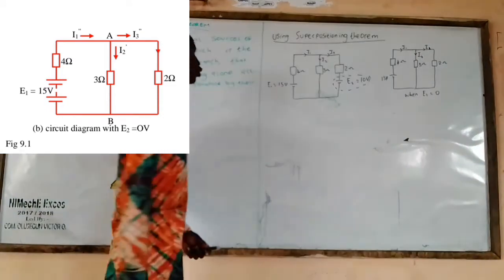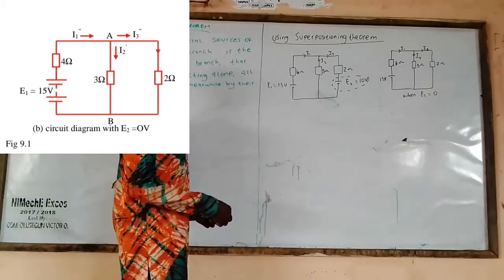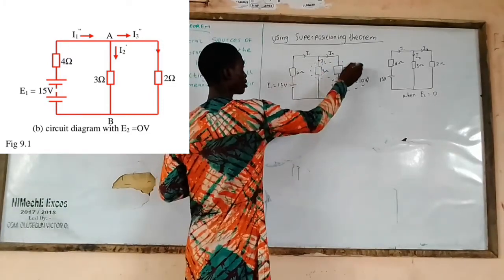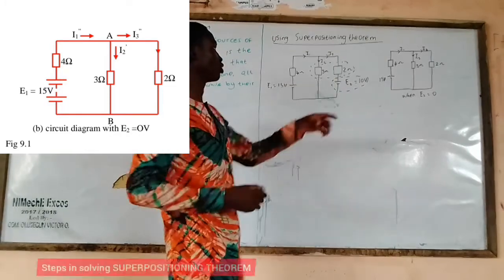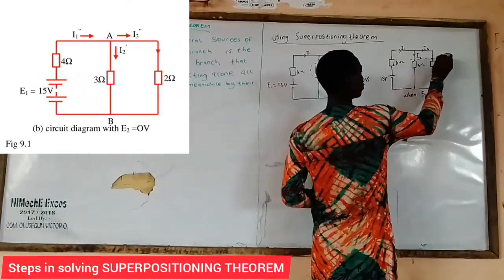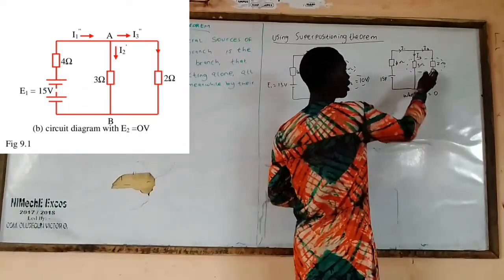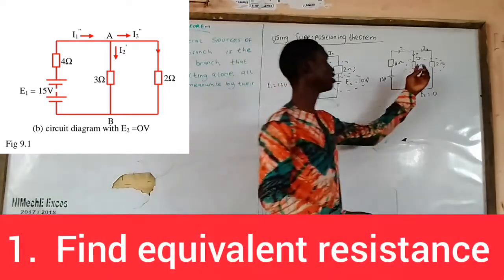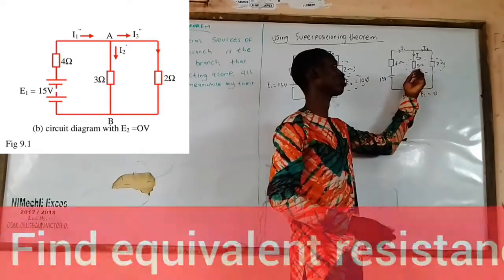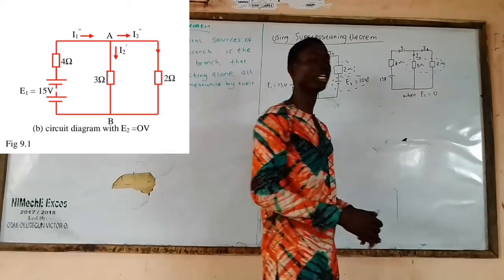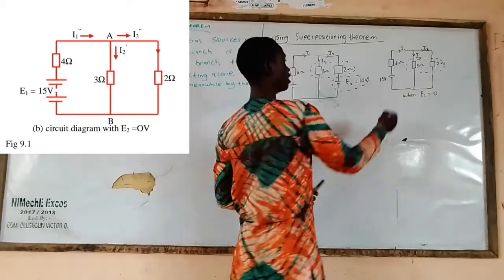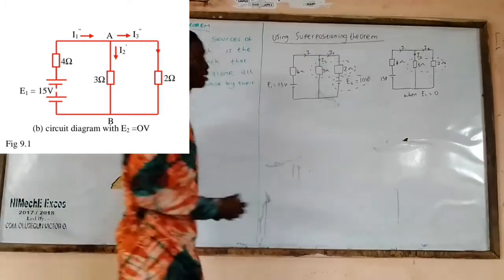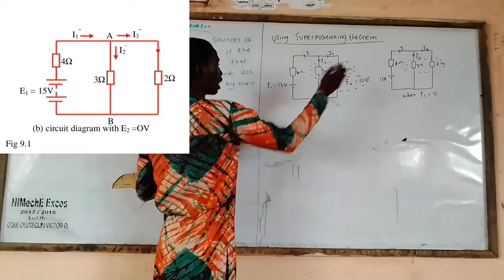Now, the first thing we're going to do is solve these resistances in parallel formation. That is 3 parallel 2. You're going to find the equivalent resistance, which will merge together and be in series with the 4 ohm. Are you getting it? So now, I'm going to solve that.